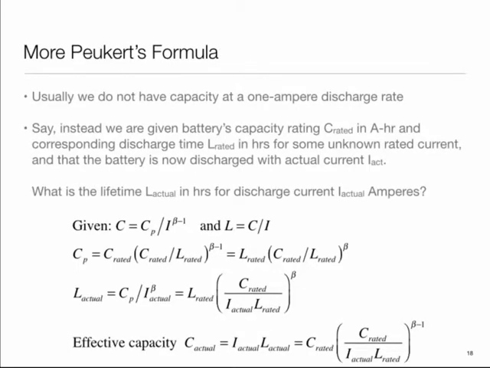Now, usually we do not know the capacity at the 1 ampere discharge rate. So when you look at the data sheet, they usually do not give you the capacity at that rate. So say instead we are given the capacity at some rated current.